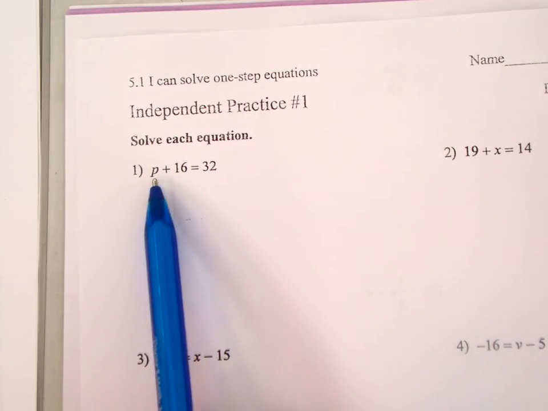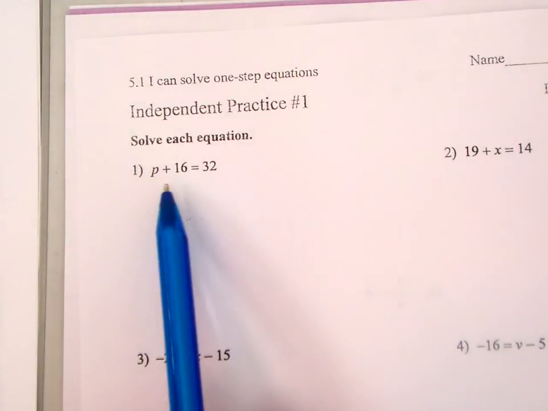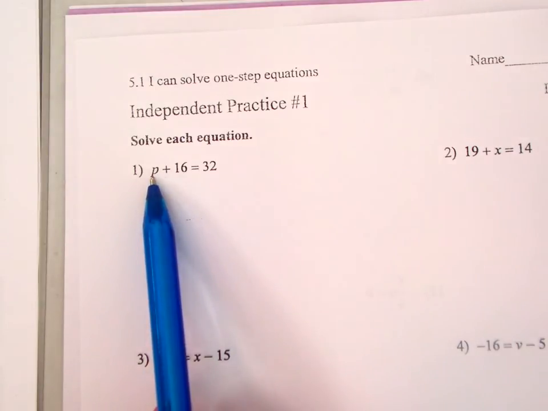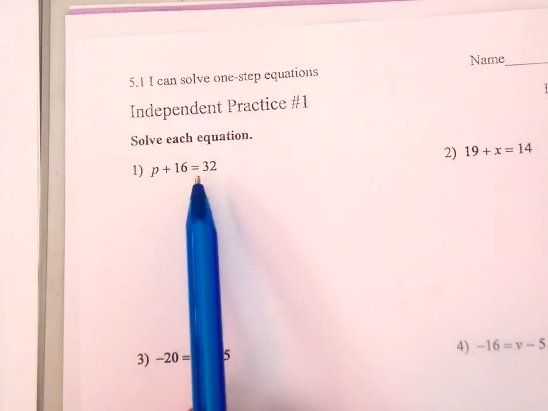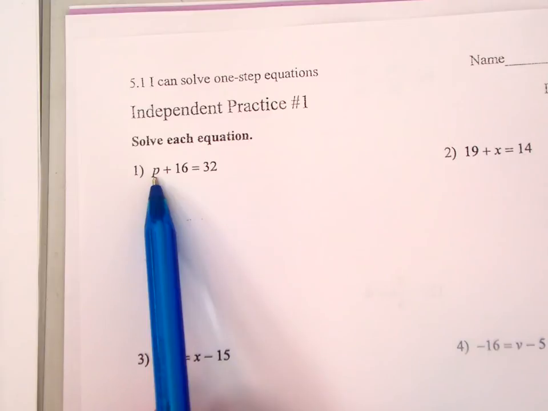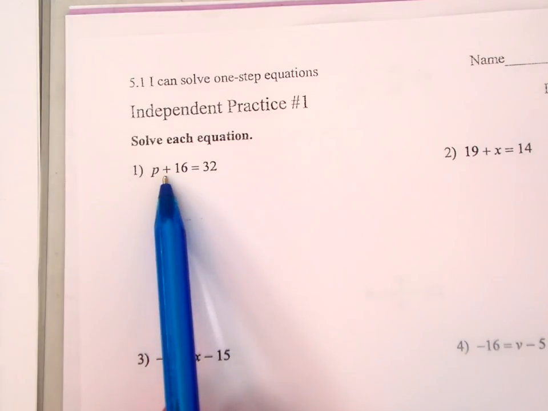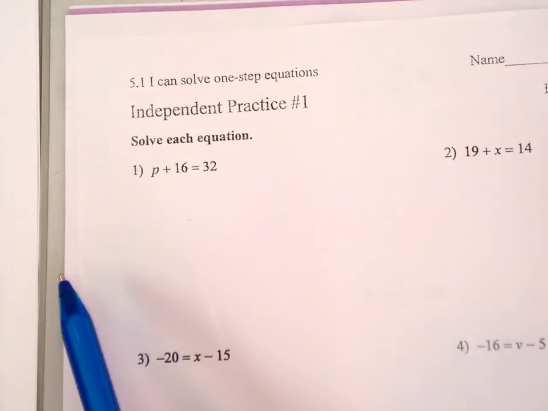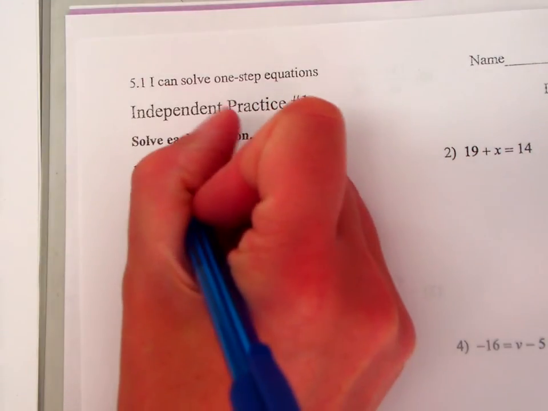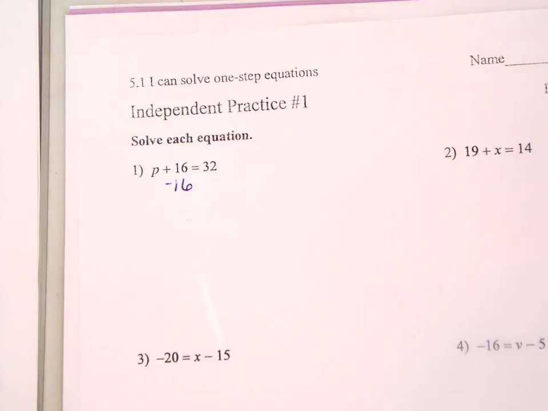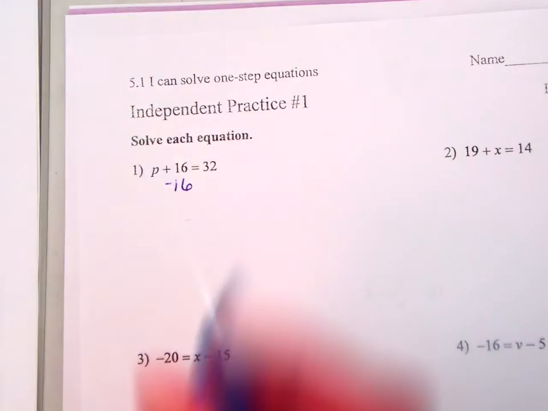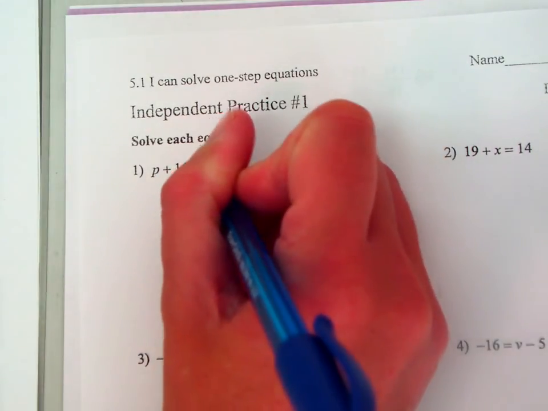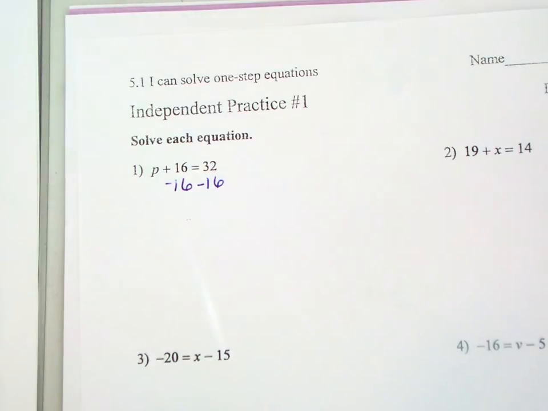So as we're looking at, let's say problem number 1 here, we have p plus 16 equals 32. If I want to get the variable by itself, I need to undo this adding 16. So to cancel it out, I would subtract 16. And to keep the equation in balance, whatever we do to one side, we have to do to the other. So I'm going to subtract on the other side of the equal sign as well.